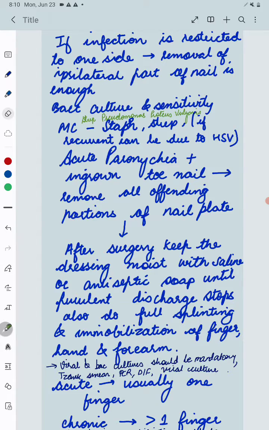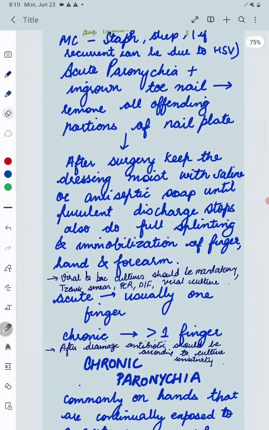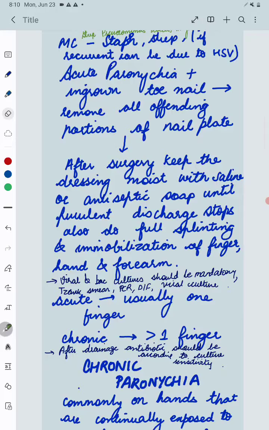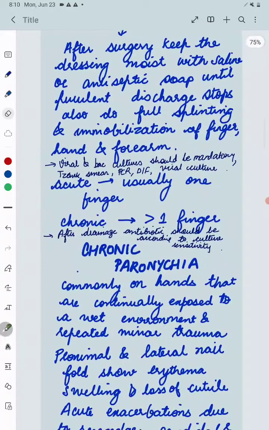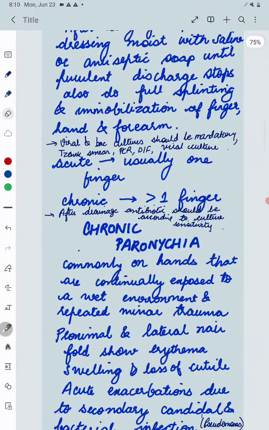And in ingrown toenail, we know that we have to remove the offending, the involved parts of the nail plate, and you have to keep the dressing moist with saline or antiseptic soap until purulent discharge stops, and do full splinting and immobilization of the finger, hand and forearm. Bacterial culture, viral cultures you can send, Tzanck smear, PCR, viral culture you could do. Acute is usually on one finger, chronic is on more than one finger.